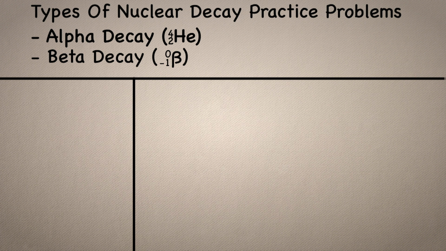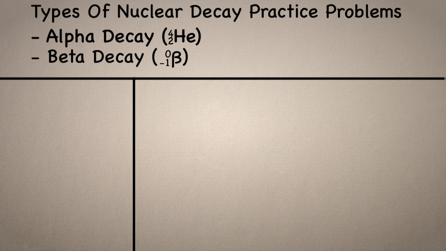Gamma decay doesn't necessarily show visible changes in the nuclear equation, but for accuracy's sake, we accompany it with other types of decay problems to show that there was energy or emission of gamma rays. Gamma decay is represented by 0,0 gamma symbol. So the 0,0 indicates there's not going to be any change in the formula.